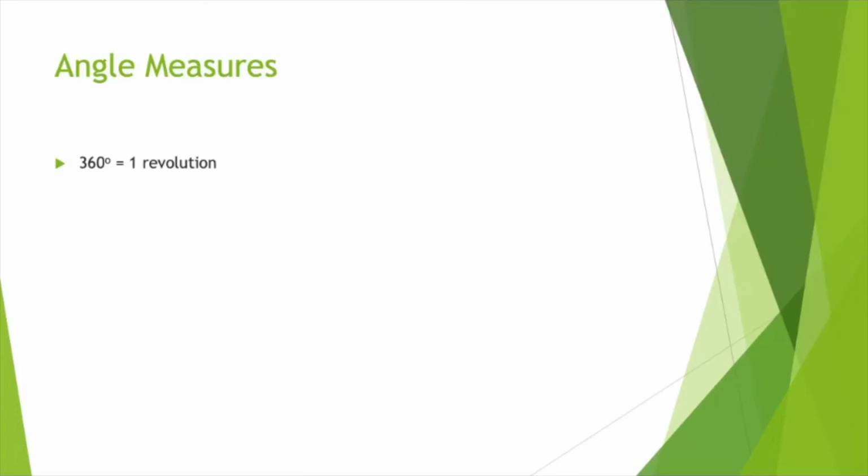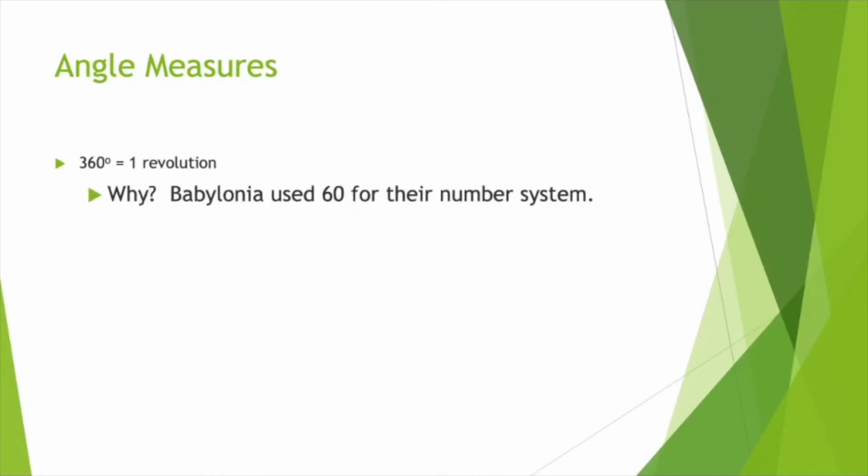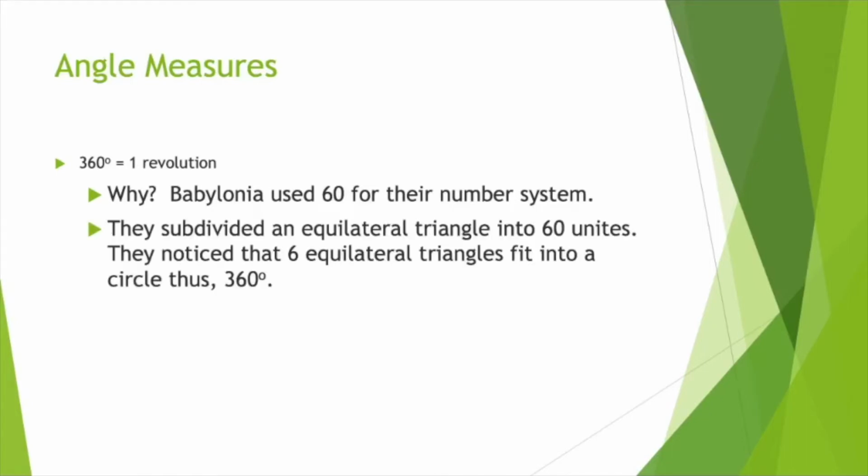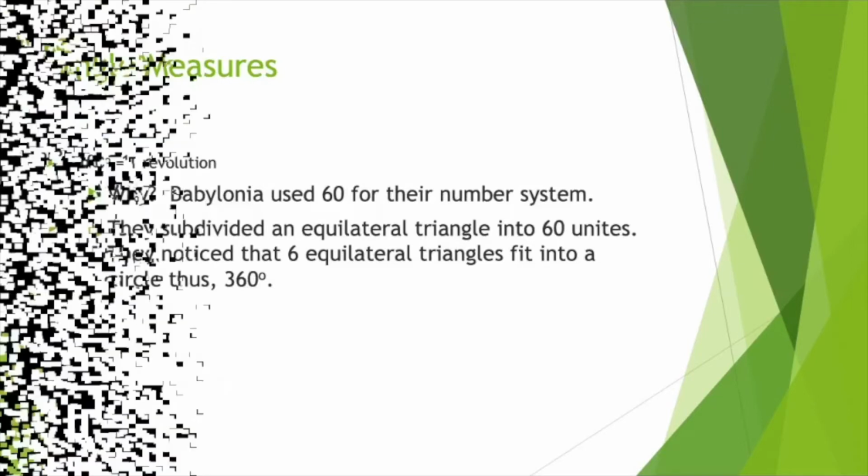But why is it 360 degrees? Why isn't it 10 degrees or 25 degrees? Well, it has to do with those Babylonians. They used a number-based system of 60. We now use a 10-based system, but they used 60. They decided to subdivide an equilateral triangle into 60 units. They noticed that you can take 6 equilateral triangles and fit them into a circle. So 6 times 60 makes our 360 degrees that we use today.